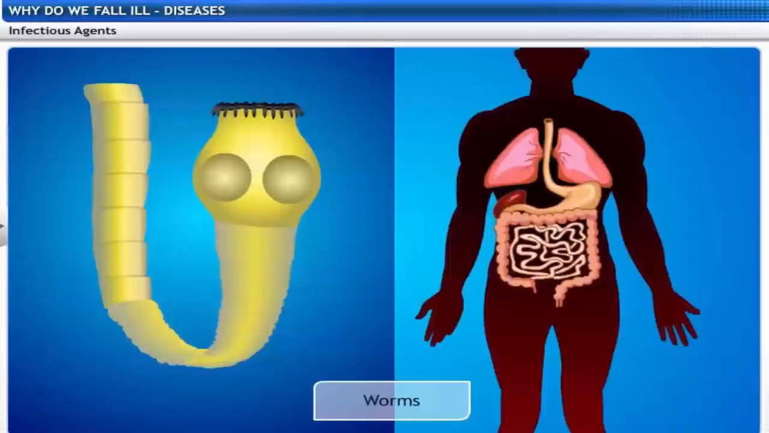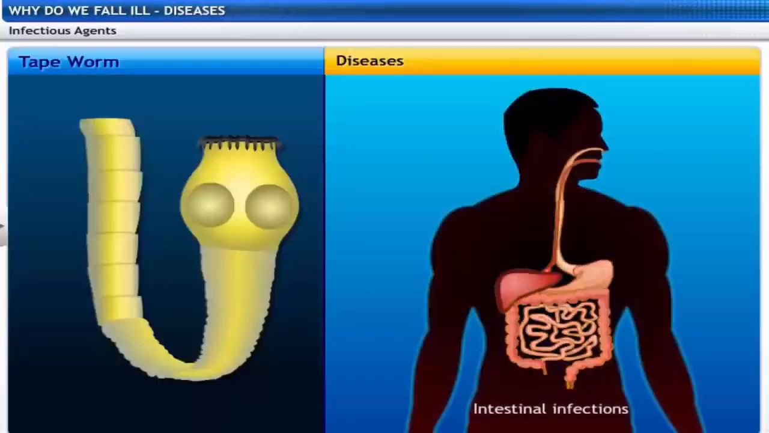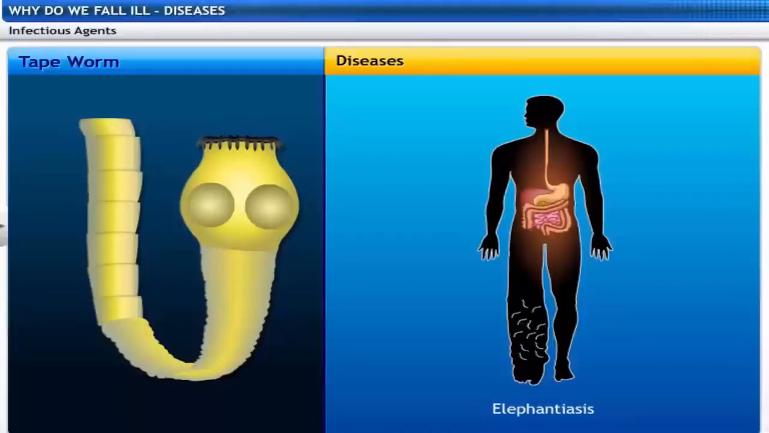Worms are macroscopic organisms that localize in the intestine of the host and cause diseases. Worms cause intestinal infections and lymphatic infections like elephantitis.